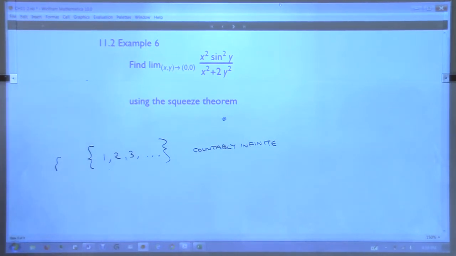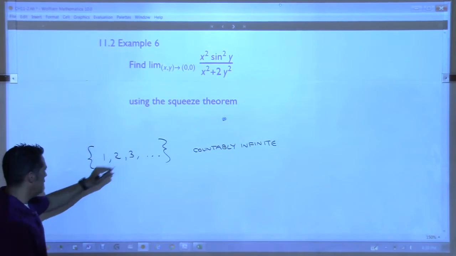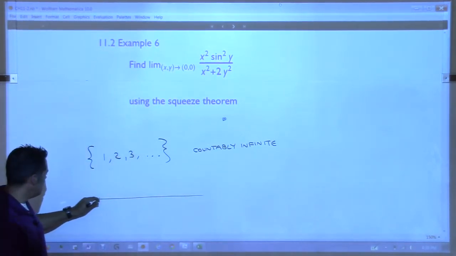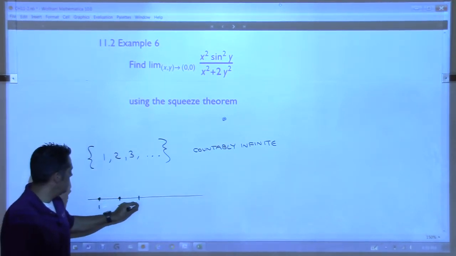Another, well, let me give you an example of an uncountable, all right? So I'm going to do this one visually. So here's the number line. That set of numbers is the number 1, the number 2, the number 3, right?